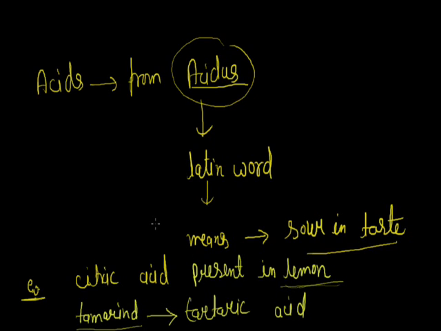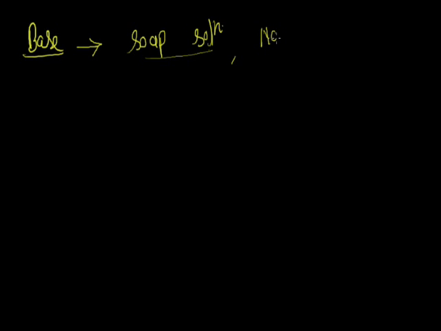Now, take examples of bases in daily life, for example, soap solution. Soap solution is bitter in taste. Similarly, caustic soda, that is NaOH solution or aqueous NaOH, is also bitter in taste. So these are termed as bases. So we simply classify compounds on the basis of their taste: compounds having a sour taste are termed as acids, and compounds having a bitter taste are termed as bases.